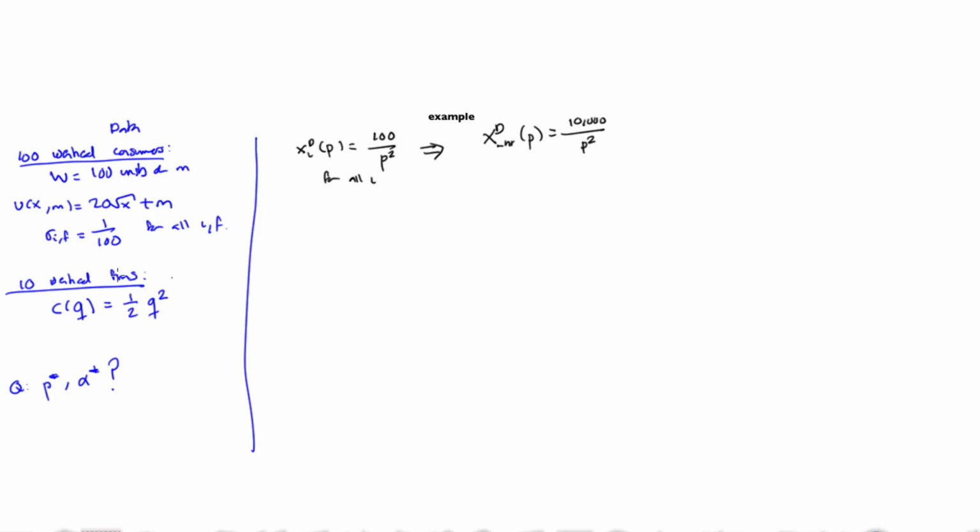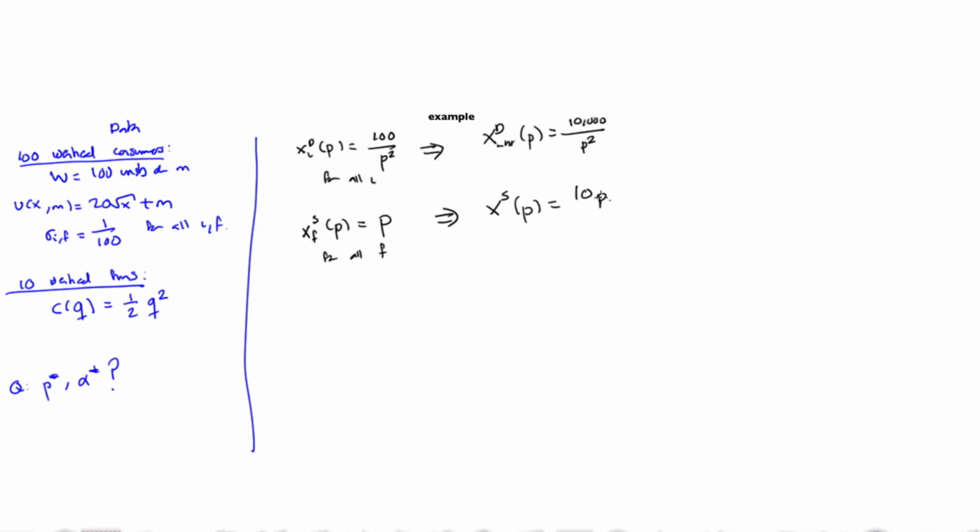Now, we've also seen how to derive supply functions for firms that look like this, and we have that for every firm, the supply is going to look like p. This is for every firm, which implies that the aggregate supply for the market is going to look like 10 times that, which is just 10p.